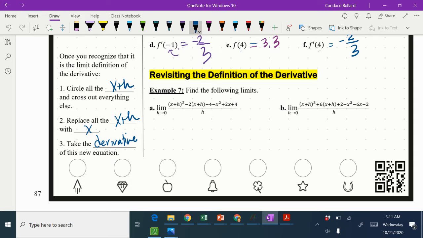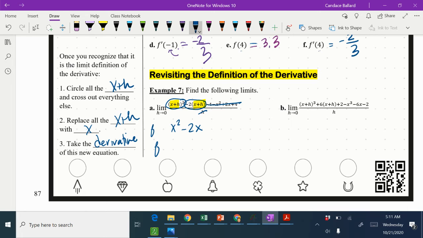I'm going to circle everything that has an x plus h, and I'm going to cross everything else out. Okay? And that includes this denominator. Now I'm going to take that and I'm going to replace all the x plus h's with an x. So this is getting replaced with x, this is getting replaced with x. So that gives me x squared minus 2x. And now I'm going to take the derivative of that new equation.